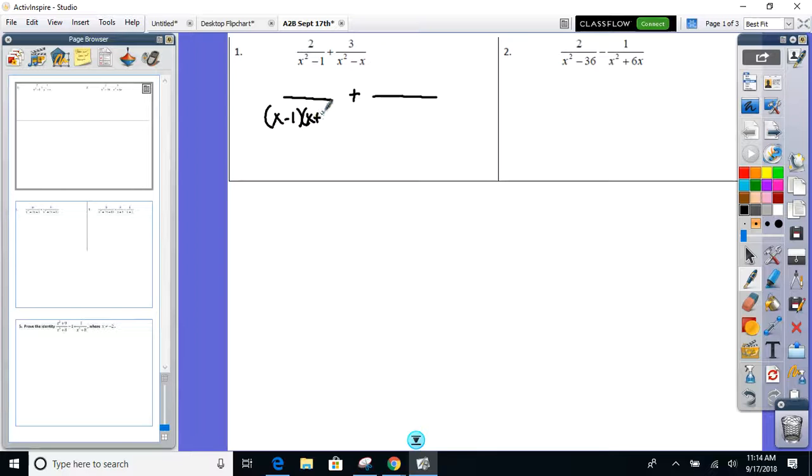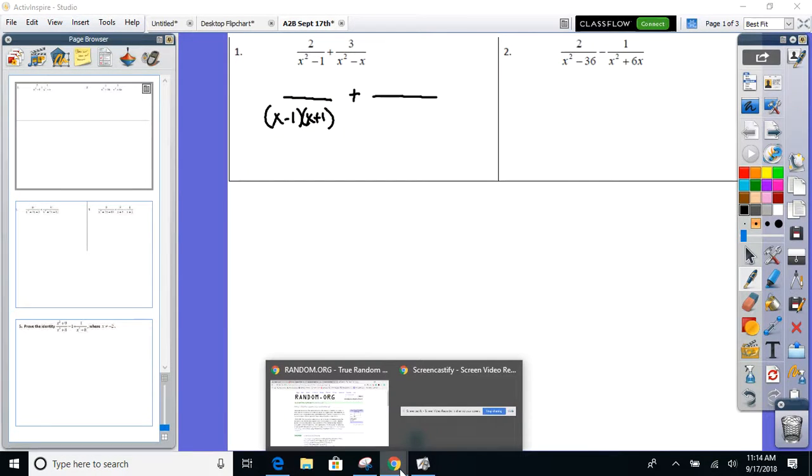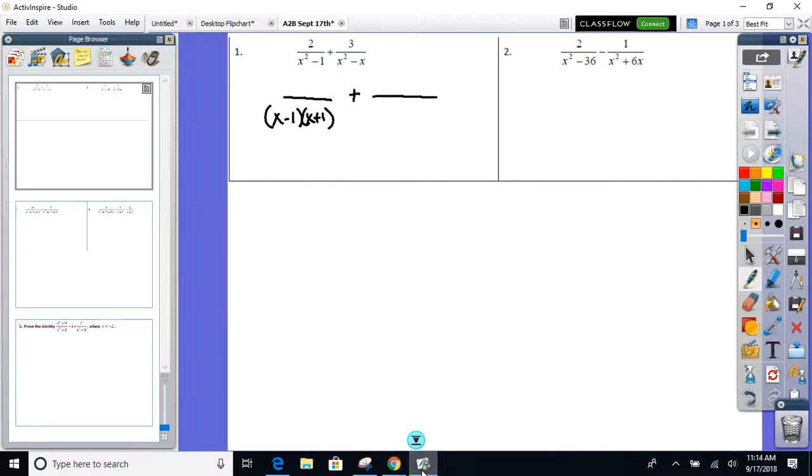Excellent job. What about the next denominator for me? Here we go. X minus, X plus... X isn't a perfect square though. Where do you always start your factoring journey? Look for... all right, go ahead. X... minus. Okay. We're all good? Got to factor it first.